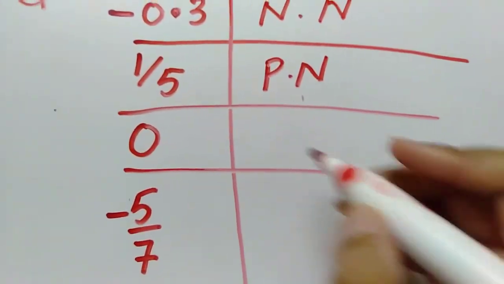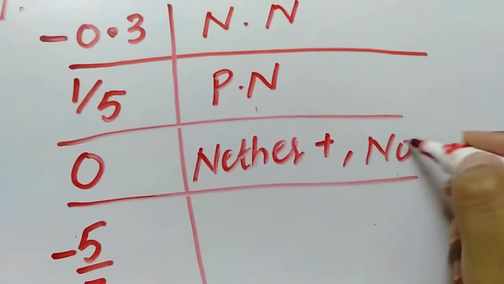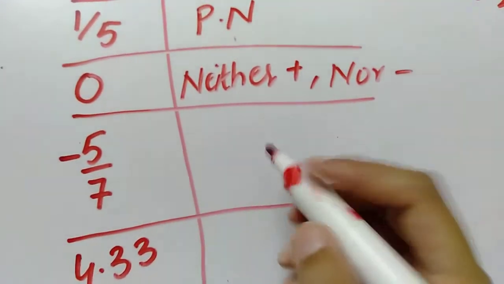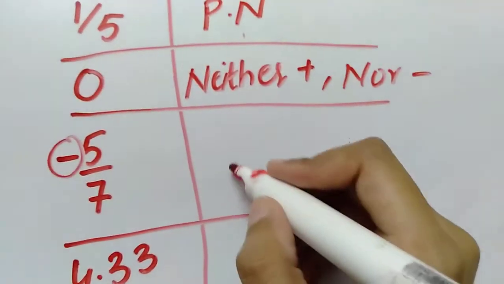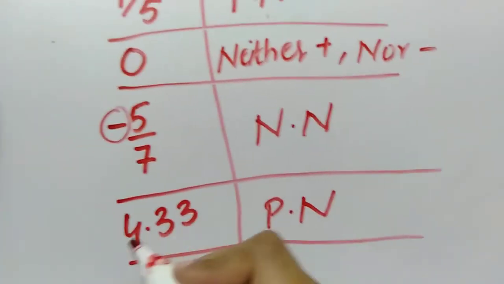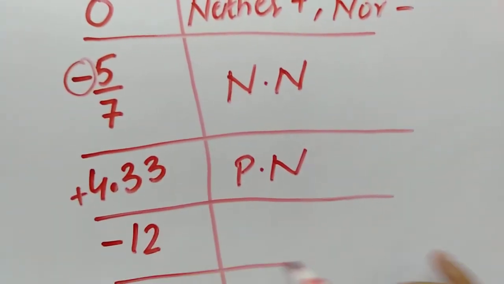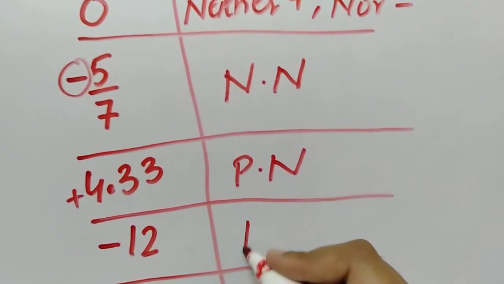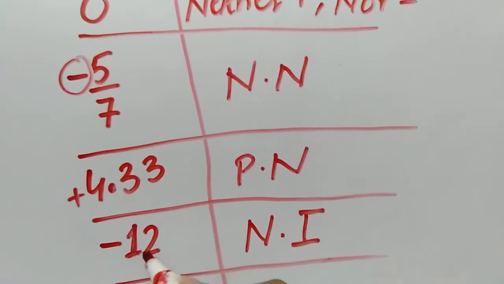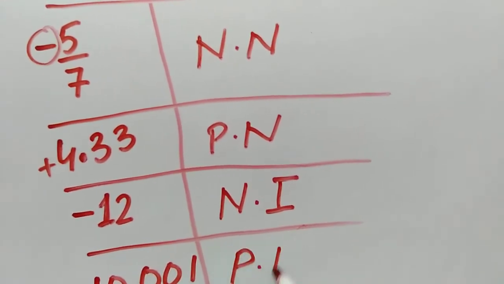Now 0 is neither positive nor negative. Now minus 5 by 7 has a negative sign and it's a fraction, so it will be a negative number. 4.33 will be a positive number because it has a positive sign and a decimal point, so it's in fraction form, so we will name it a positive number. Now minus 12 will be a negative integer because it doesn't have a fraction. Now 10001 will be a positive integer.